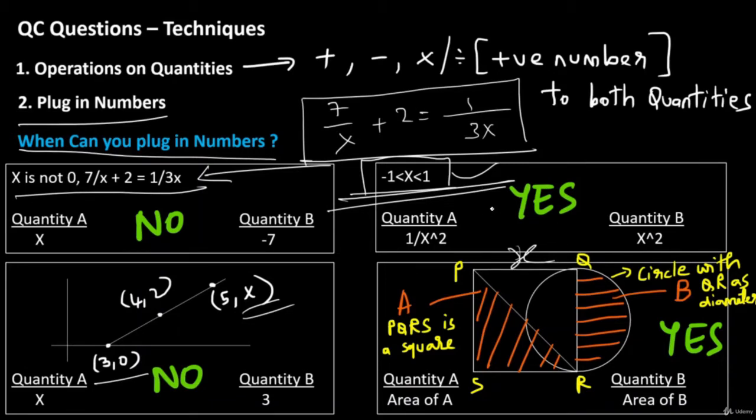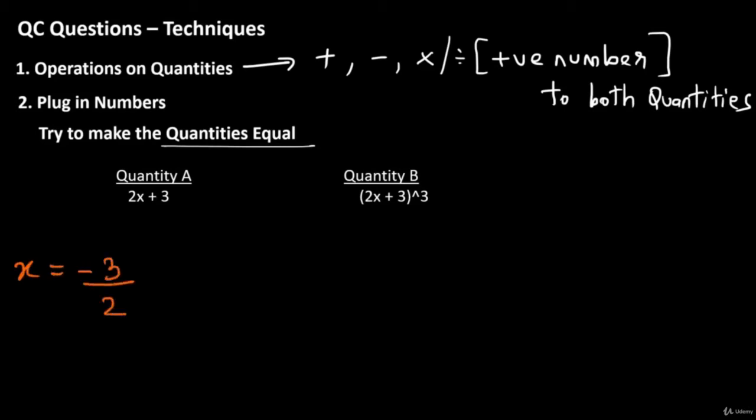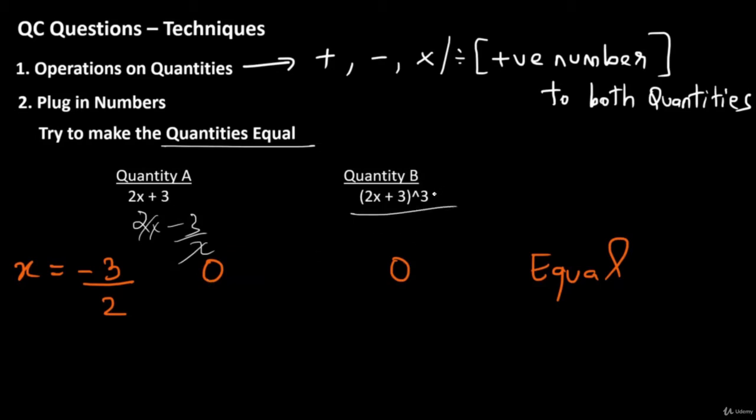All right, let's proceed. Now to make the method of plugging in numbers more effective, try to make the quantities equal. Let me show that to you over here. I have two quantities. Quantity A is 2x plus 3 and quantity B is (2x plus 3) the whole cube. Now when x is equal to minus 3 by 2, these two quantities become 0, right? Over here you have 2 into minus 3 by 2, which is minus 3, plus 3 is 0, and over here also you have 0 to the power 3 which is 0. So these two are equal, right?